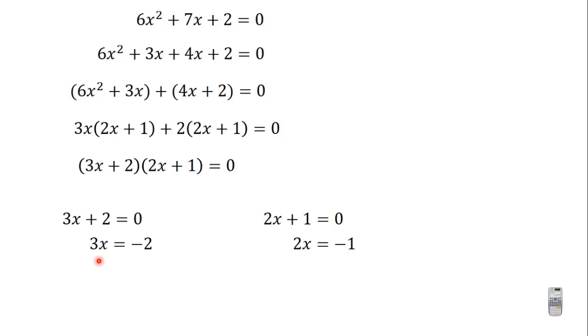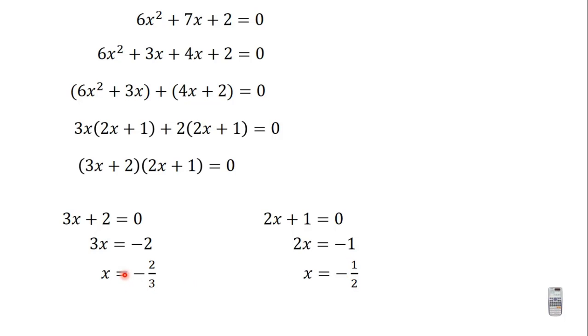So you have 3x is equal to minus 2. When you come here, you have 2x is equal to minus 1. We divide the left hand side here by 3, the right hand side here by 3, and x will give us minus 2 divided by 3. When you come here too, you divide the left hand side by 2, the right hand side by 2, and you have x is equal to minus 1 divided by 2.